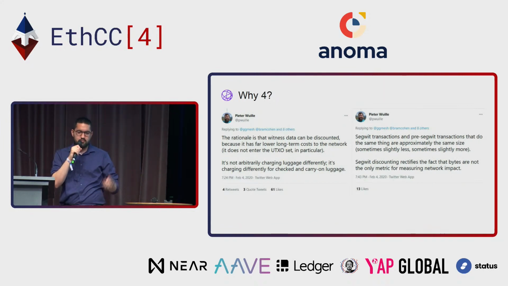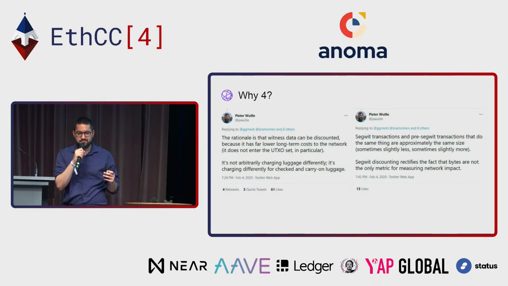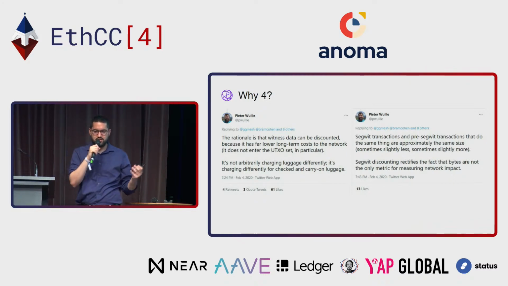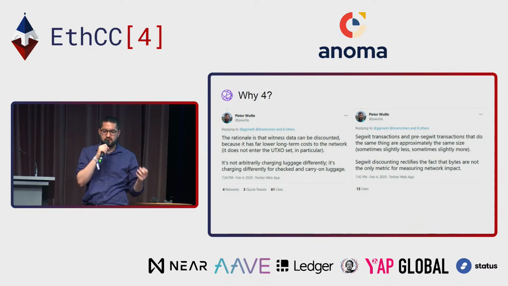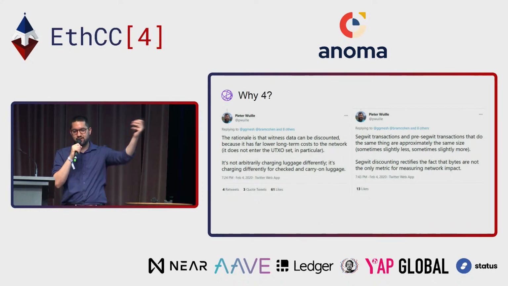So the rationale is that, I'm reading the tweets here, witness data can be discounted because it has far lower long-term costs to the network. It does not enter the UTXO set in particular. It is not arbitrarily changing the luggage, charging their luggage differently. It's charging differently for checked and carry-on luggage. Joking aside, this is a bit of an interesting analogy. So second tweet, Segwit transactions and pre-Segwit transactions that do the same thing are approximately the same size, sometimes slightly less, sometimes slightly more. Segwit discounting rectifies the fact that bytes are not the only metric for measuring network impact.